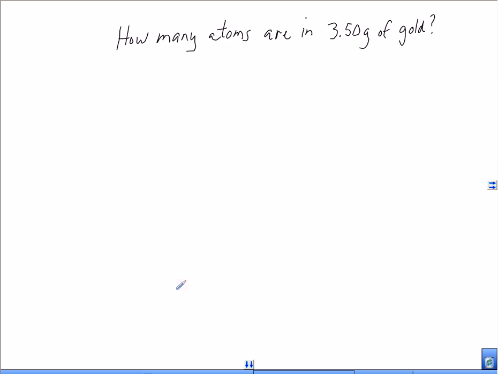Alright, so we have a problem here. It says how many atoms are in 3.50 grams of gold. And the first thing we want to do is determine what we are going to need to do a problem like this. Well, I see the word atoms. Atoms is a type of particle, so I know I'm going to need to use Avogadro's number here.